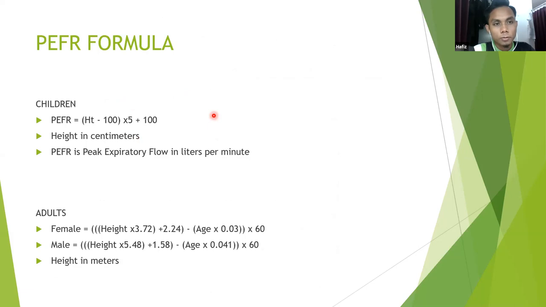Okay, so if we want to predict the PEFR, we can use this formula. In children, as stated here, height minus 100, times 5, plus 100. And also in adults, as you can see here, I think I'm not mentioning it. In children, we need to use the height in centimeters. Okay, next.